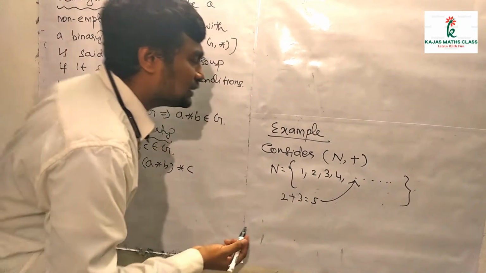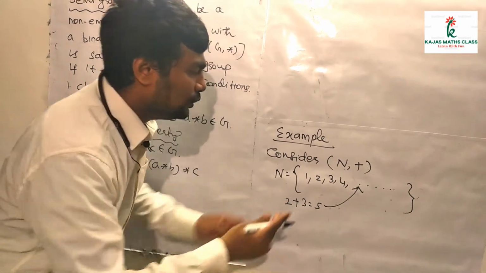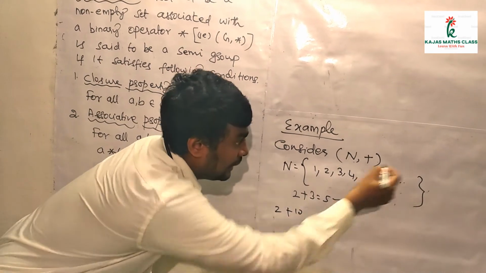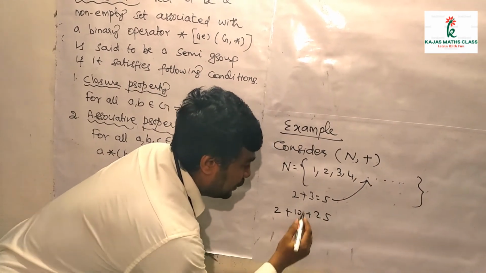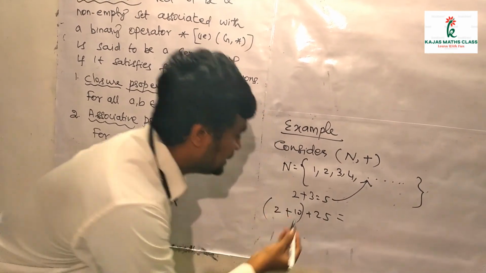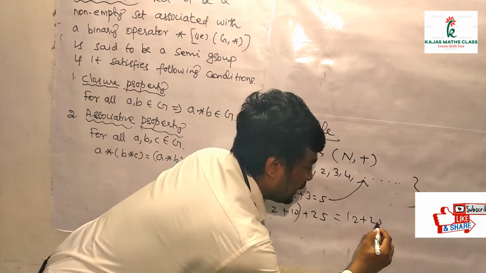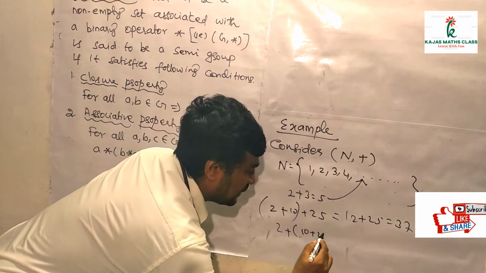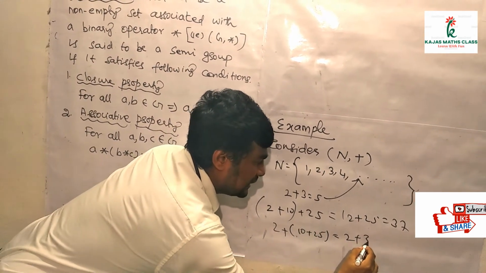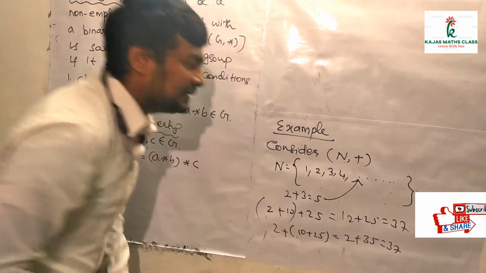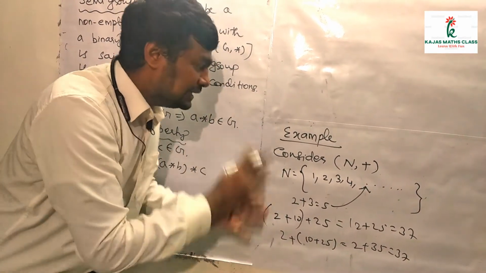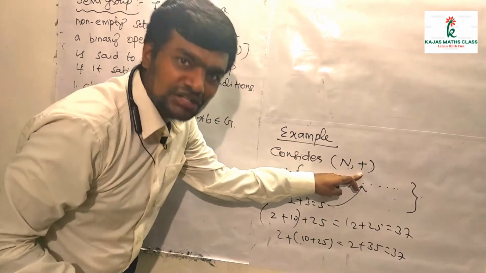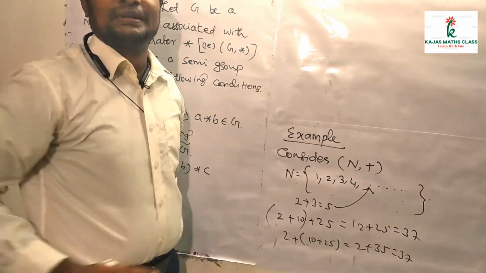Similarly, it satisfies associative property also. How? You consider any 3 elements: 2, 10, and 25. You add the first 2 first. It will be 12 plus 25, 37. Same here, 2 plus 10 plus 25 is 2 plus 35, 37. It satisfies both the conditions. So the set of all natural numbers along with the binary operator addition is a semigroup.